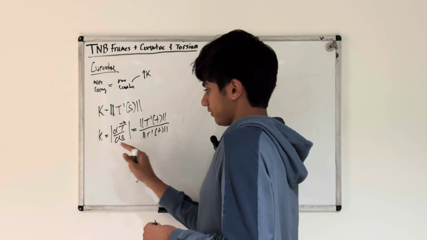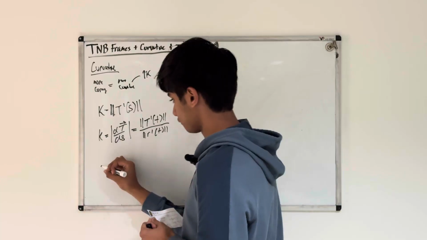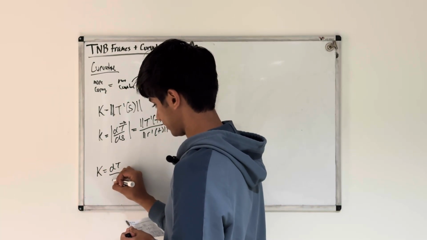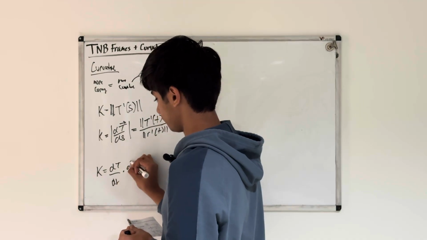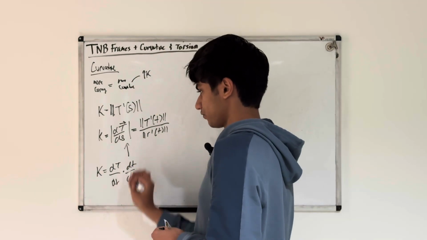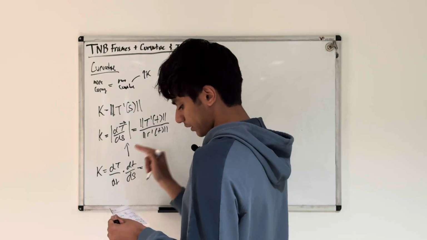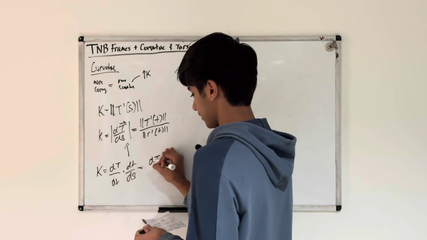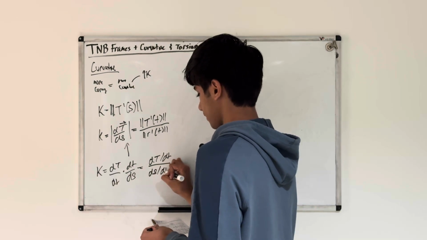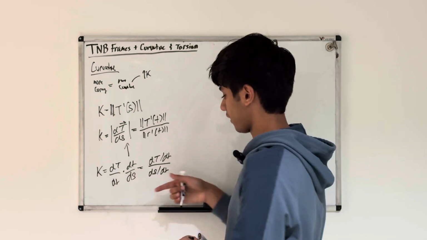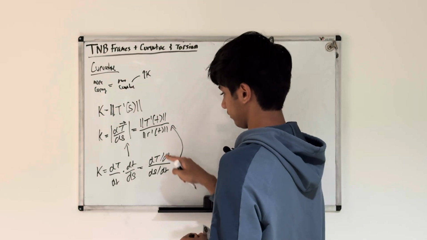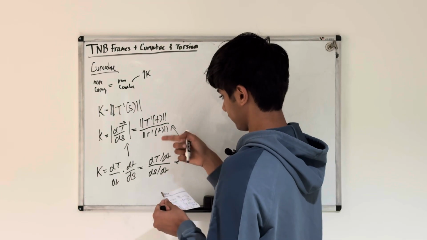So why is this equal to this? The reason is, we imagine kappa is equal to dT over dt times dt over ds. This is the same thing, because the dt's cancel out and we get dT over ds. So we can rewrite this as dT over dt over ds over dt, because this is going to flip since we're dividing. So dT over dt is going to give us T prime of t, and ds over dt is going to give us r prime of t, which is how we derive this.